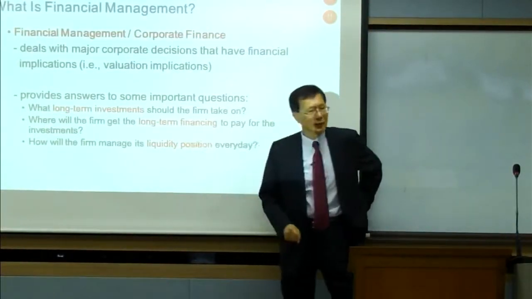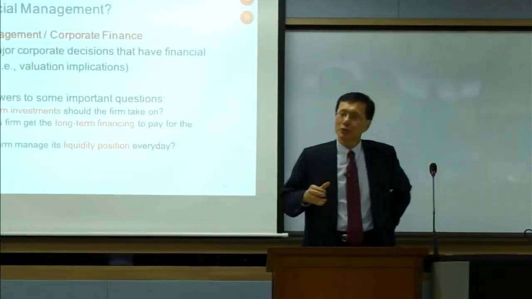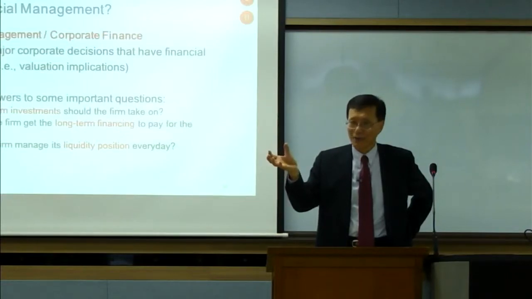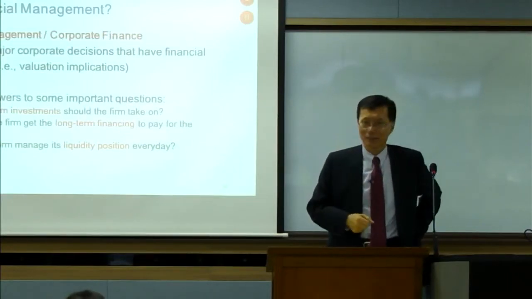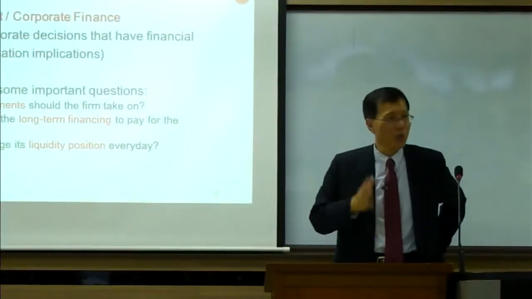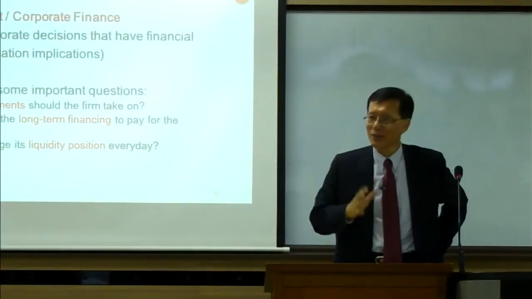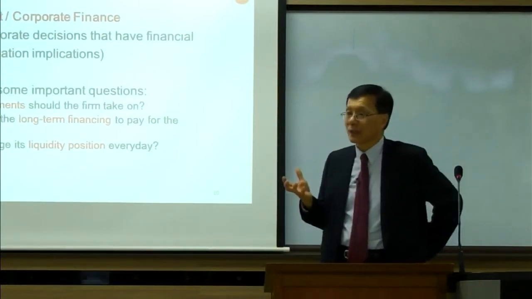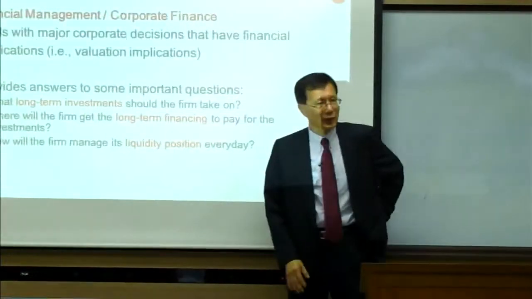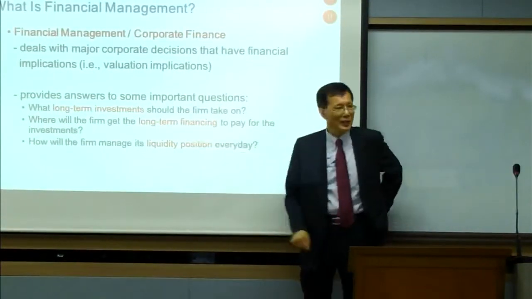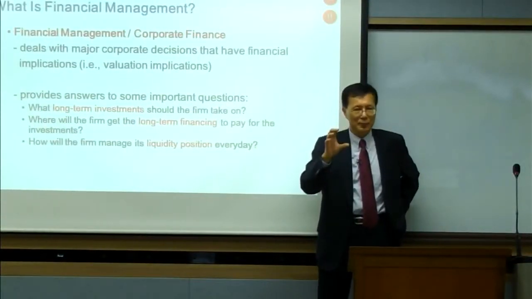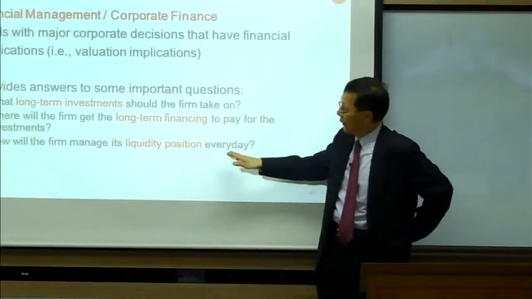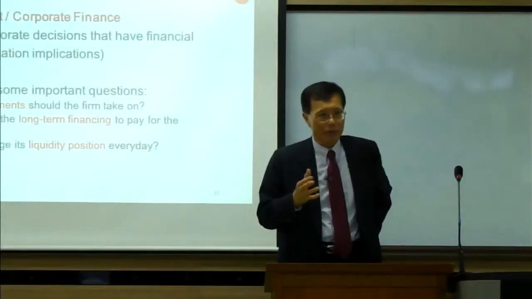The second important function is how to finance the money to support this investment. You need hundreds of billions of won or hundreds of millions of dollars for this investment. And where do you get the money? It's called long-term financing. So long-term investment and long-term financing are the two critical elements of financial policies. On top of that, there is liquidity policy.